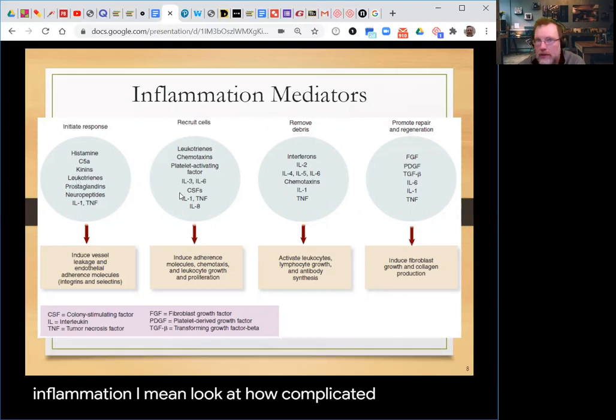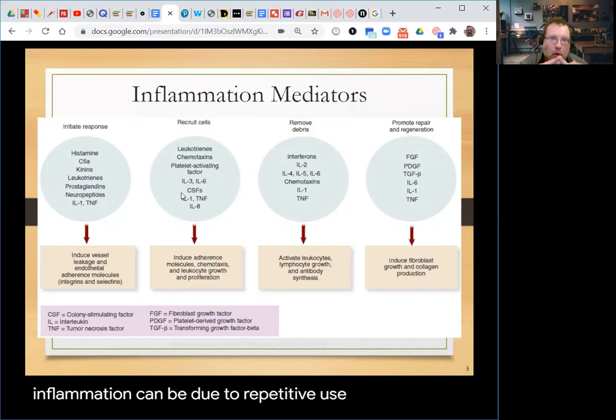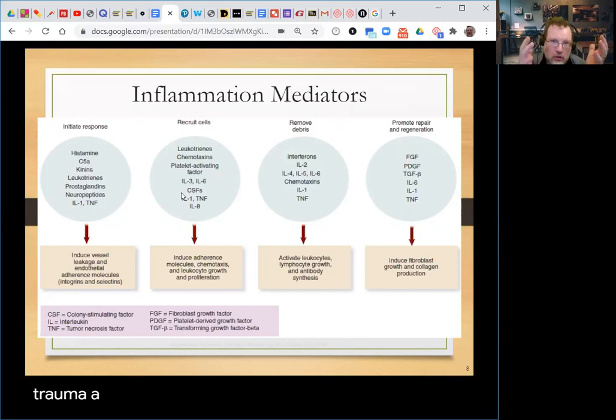Okay. So some of the mediators for inflammation. I mean, look at how complicated inflammation is. Most of our patients that are going to be coming to us are going to be in some sort of pain situation, and pain is almost always going to be associated with inflammation. And that inflammatory response is what is triggering the feeling or the sensation of pain. Now, how did the inflammation occur? Inflammation could have occurred due to an infection. Inflammation can be due to repetitive use, overuse of skeletal muscle. Inflammation can be due to some sort of trauma, a physical trauma to tissue. So those are the main items. So pain equals inflammation. Inflammation equals infection or injury, basically.